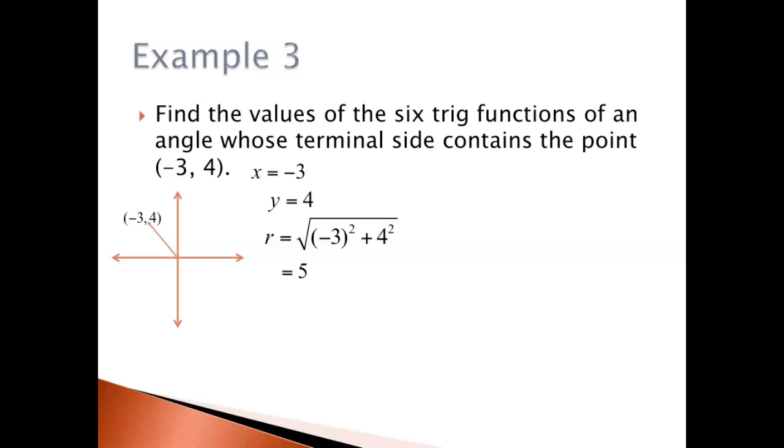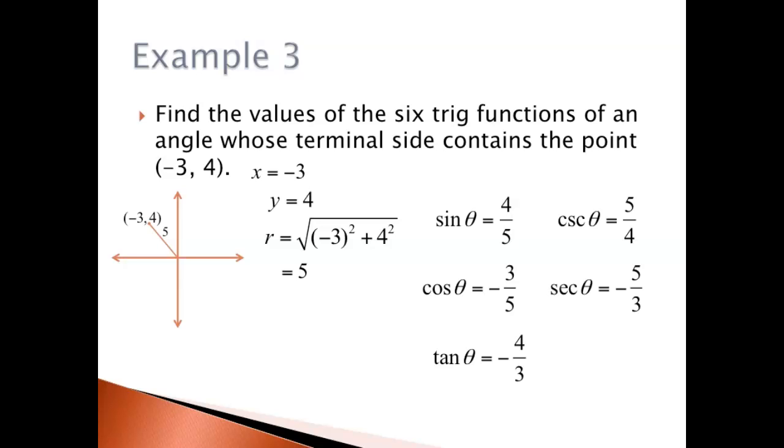So sine of theta is equal to y over r, so 4 over 5. Cosine theta is equal to x over r, so negative 3 over 5. And tangent theta is equal to y over x, so that's negative 4/3. And then the reciprocals are going to be 5 over 4, negative 5 over 3, and negative 3 over 4.